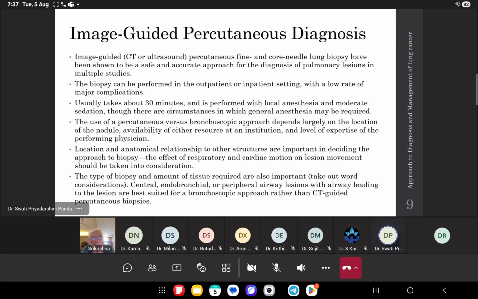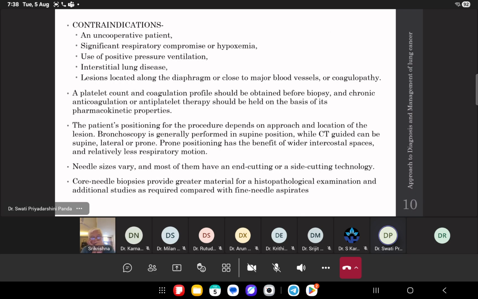Central endobronchial or peripheral airway lesions with airway leading to the lesion are best suited for the bronchoscopic approach rather than CT-guided percutaneous biopsy. Contraindications are a non-cooperative patient, significant respiratory compromise or hypoxemia, use of positive pressure ventilation, interstitial lung disease, lesion located along the diaphragm or close to the major blood vessels, or having coagulopathy.